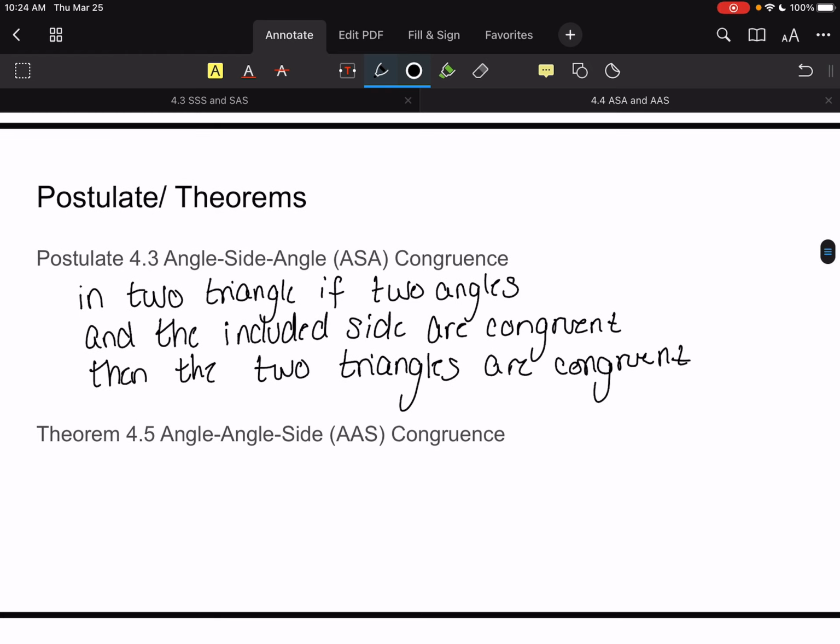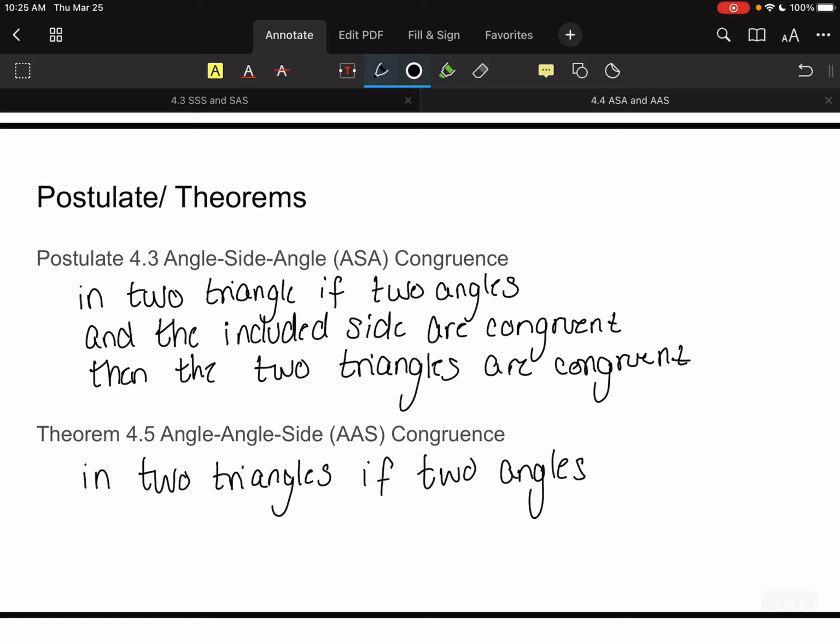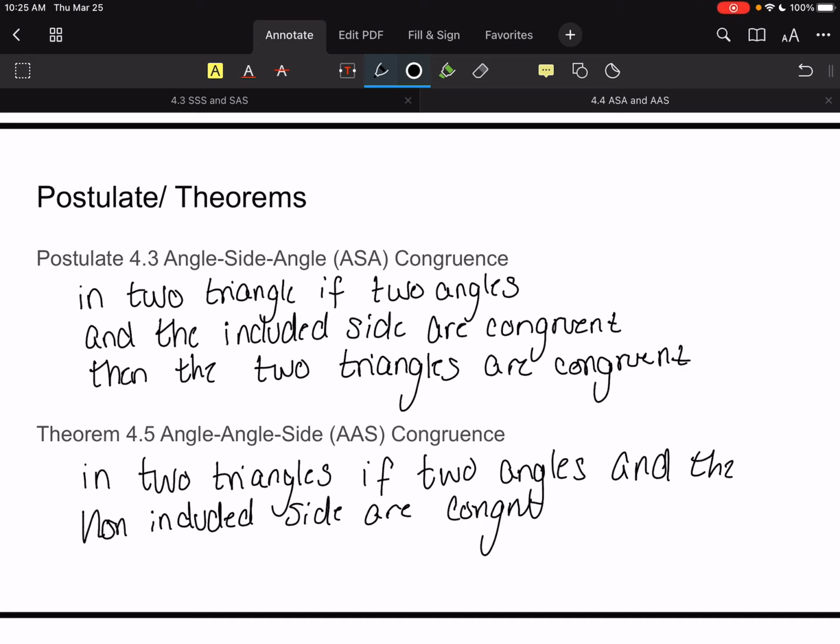Theorem 4.5, the angle, angle, side congruence, says if two angles in two triangles, so in two triangles, if two angles and the non-included side are congruent, then the triangles are congruent.